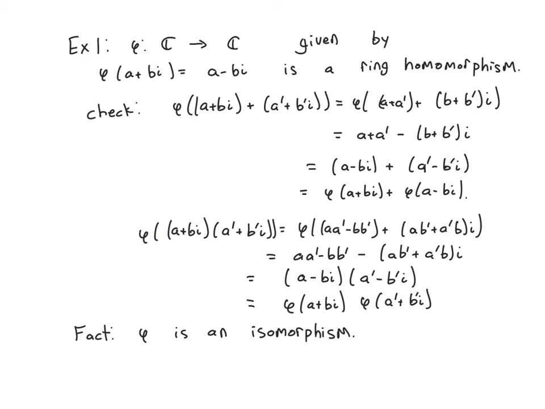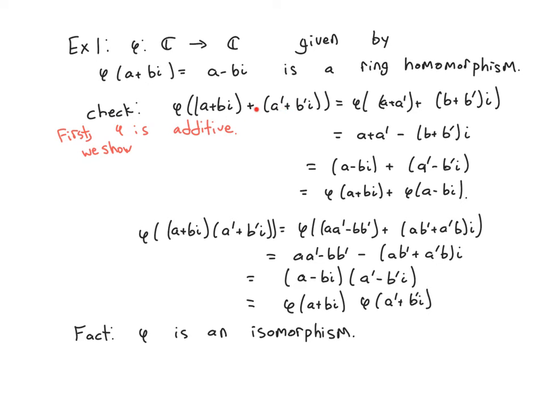Notice if I were doing a full written proof, I would actually need to say let a plus bi and a prime plus b prime i be complex numbers. And do that twice, and I would need to say first we show phi is additive, then we show phi is multiplicative. So there's another way to write it. But here's the actual key step once you're ignoring the sentences.